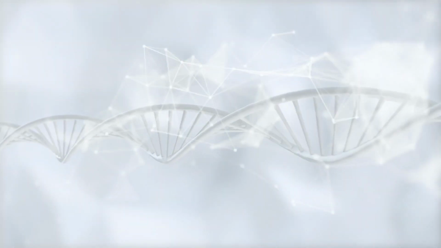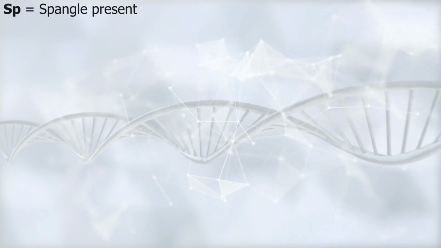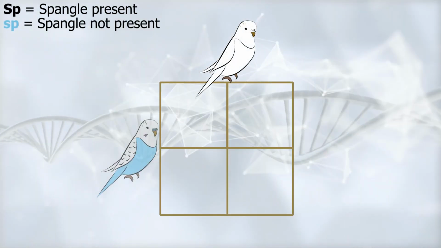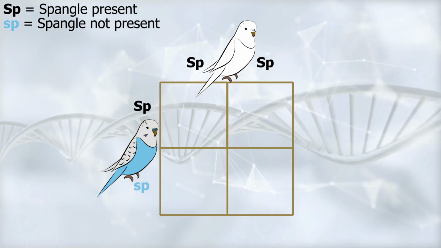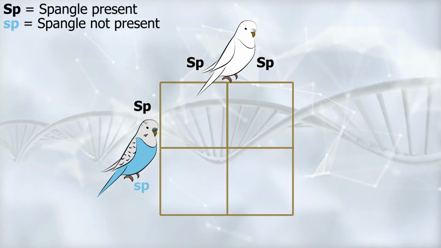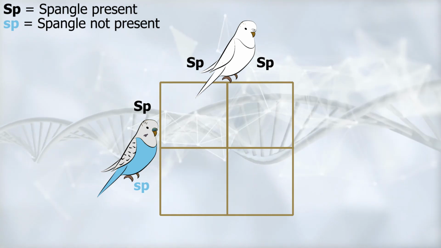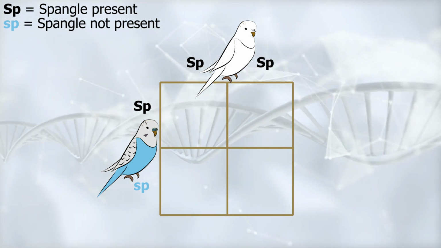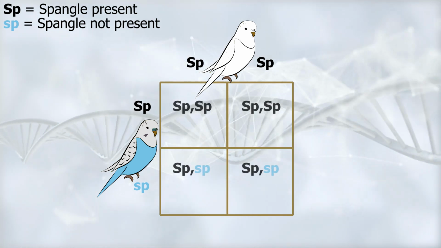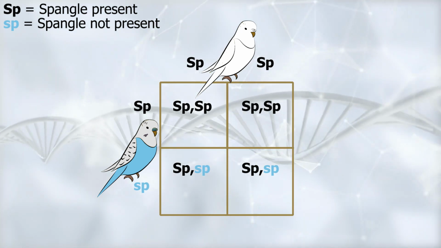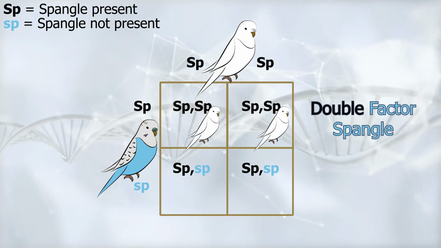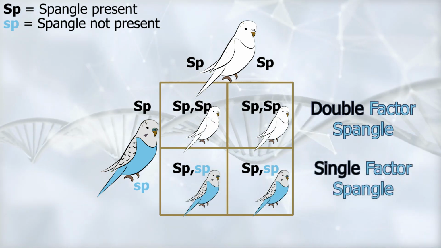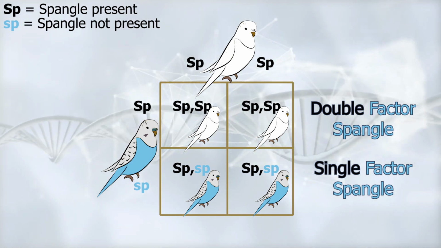Now let's go to genetics. The genetic symbol is SP. Since this gene acts like the dominant pied gene, and in the dominant pied gene we took two single factor parents, let's change the Punnett square this time. Let's take one parent as a single factor Spangle budgie, and the other parent as a double factor Spangle budgie. When we arrange the genes in the Punnett square, we get 50% of the offspring as double factor Spangle budgies, and 50% single factor Spangle budgies.